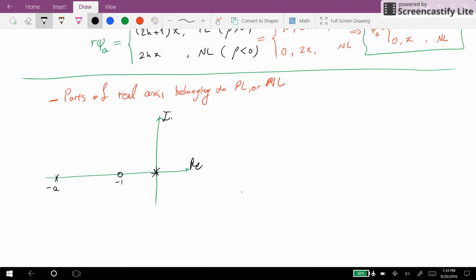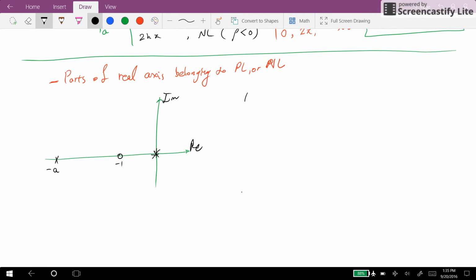So this is the real axis and the imaginary axis in the S-plane. We can say that for the region from -infinity till -a, we have 1, 2, 3, 4 poles and zeros on the right hand side of the test point. So 4 is an even number, and as a result, this section belongs to the negative locus.